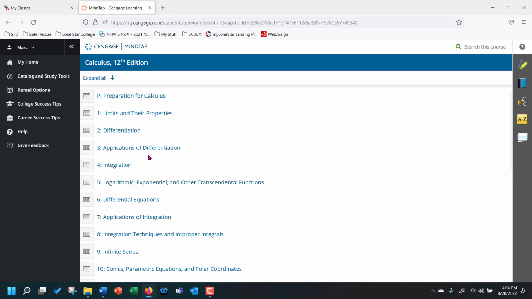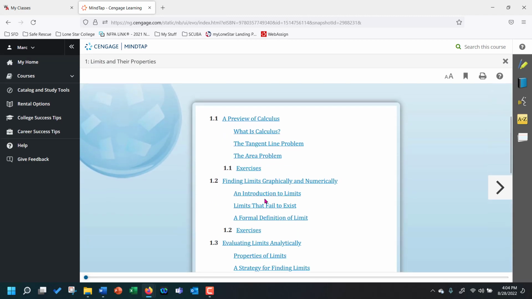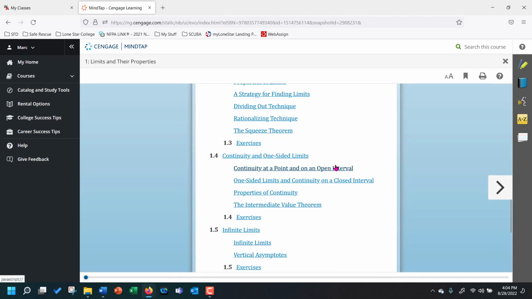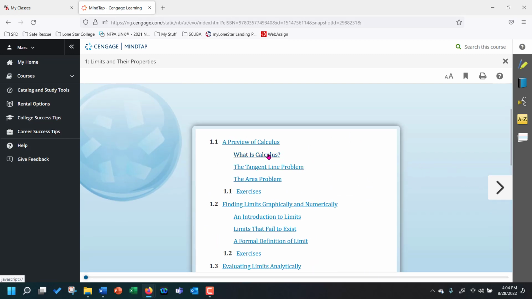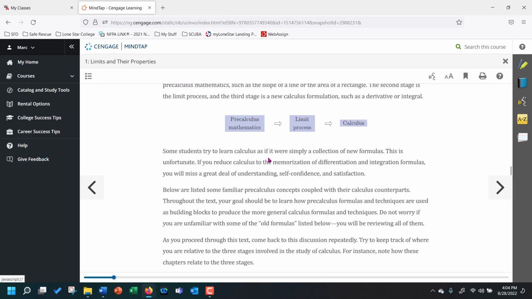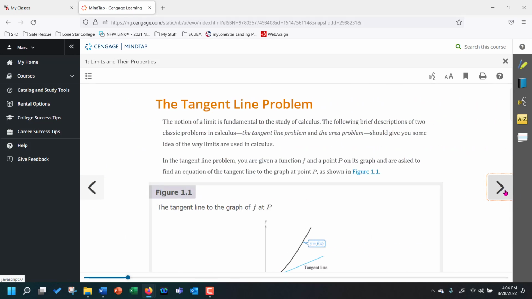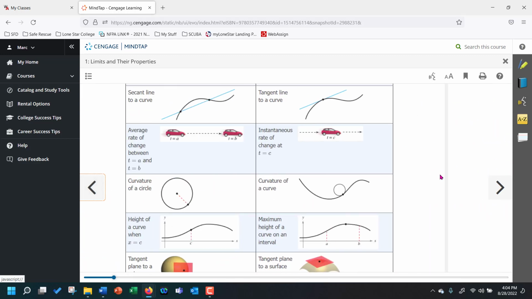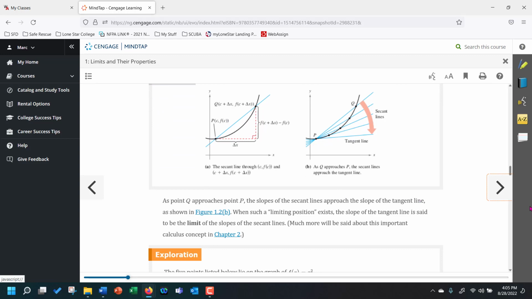Your textbook's pretty good. It goes through something called MindTap. You can see the first chapter, Limits, and what is calculus, and we'll go through that as an introduction and see what that's all about. There's some pretty cool stuff there. There's all kinds of support material, what's going on without calculus, with calculus, in that first chapter of the book. We'll talk about the tangent line problem. I'm actually going to do that as something we'll remark about as we go through, to introduce later on.